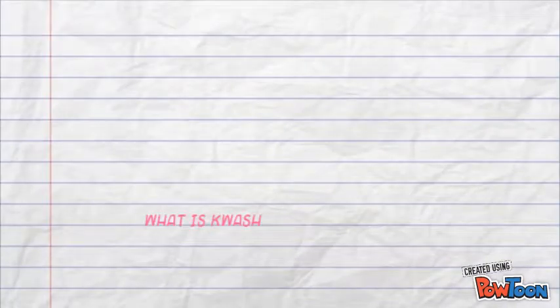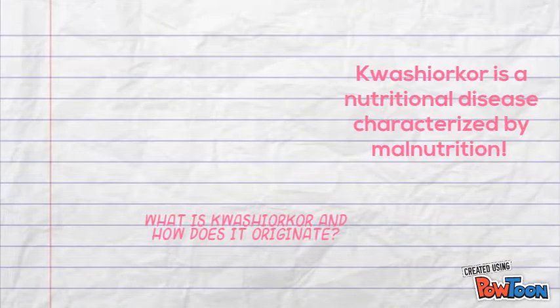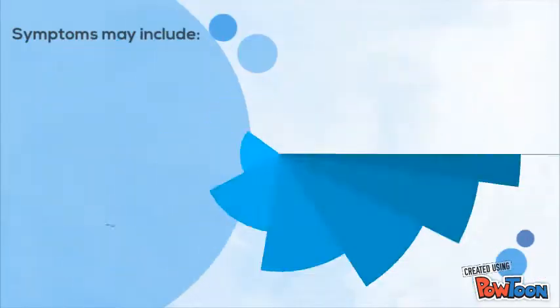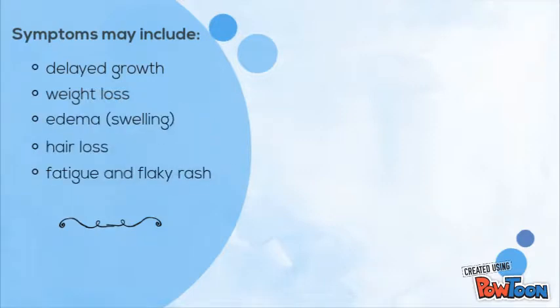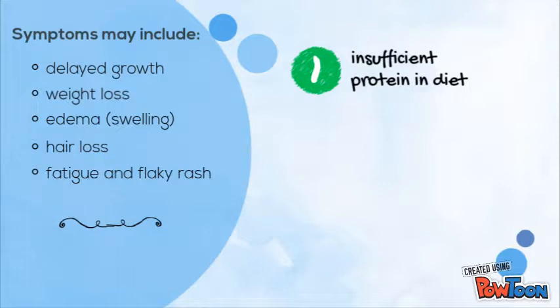Kwashiorkor is a nutritional disease characterized by severe malnutrition. Symptoms include delayed growth in children, weight loss, edema or swelling, hair loss, fatigue, flaky rashes, and more. It occurs as a result of a number of factors, which include a diet lacking sufficient protein content, limited food supply, unfavorable climate conditions, and also the food culture of certain regions.